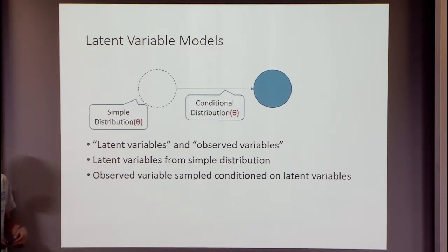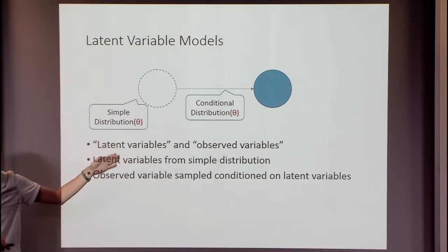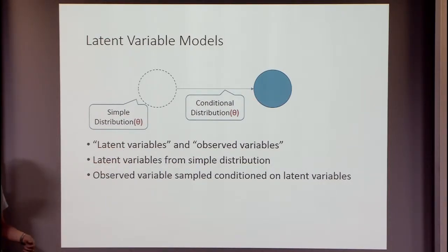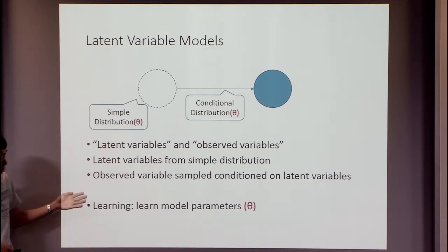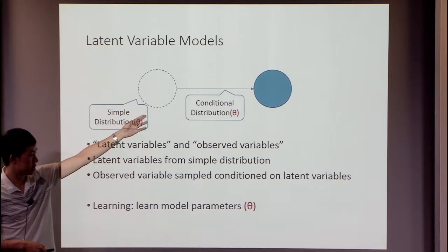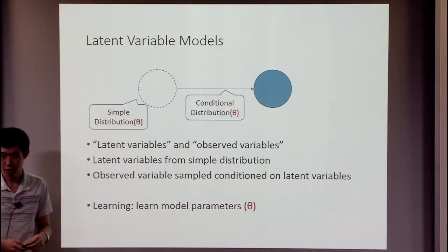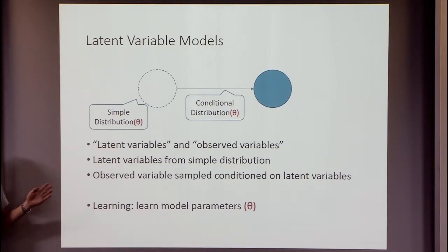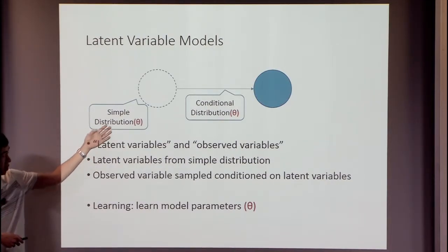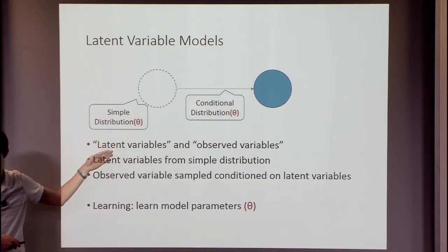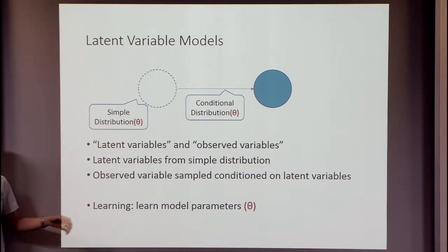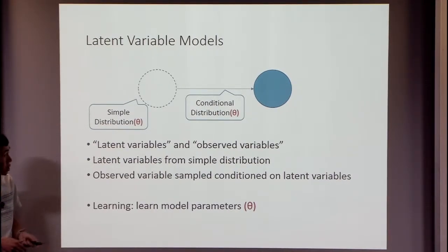And as in many other unsupervised learning tasks, the goal is, given many samples of the observed variables, to learn the model parameters. The parameters determine both the distribution for the latent variables and the conditional distribution for the observed variables. In many cases, we might also want to learn the value of the latent variable after we learn the model, but that's called the inference problem, and we are not going to talk about that in this talk.